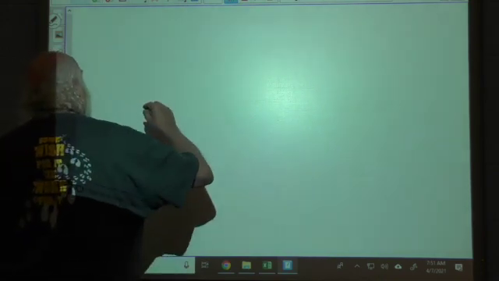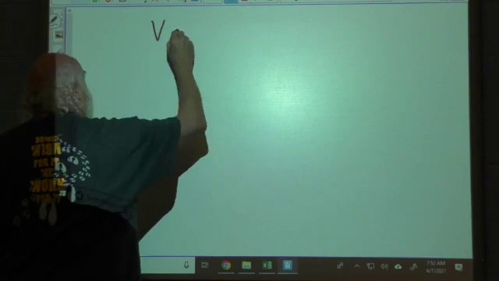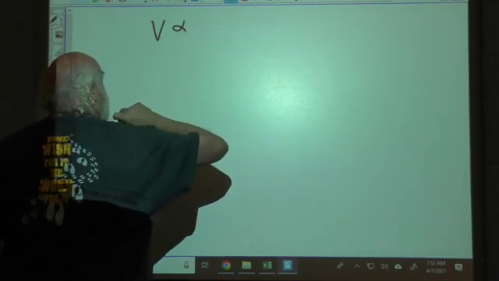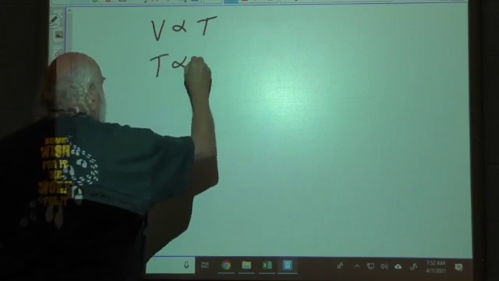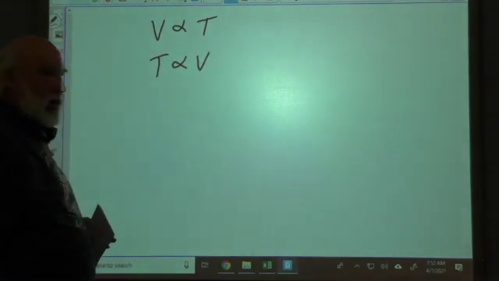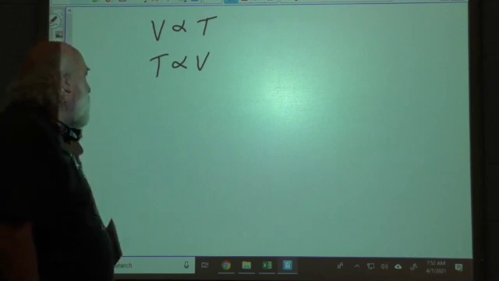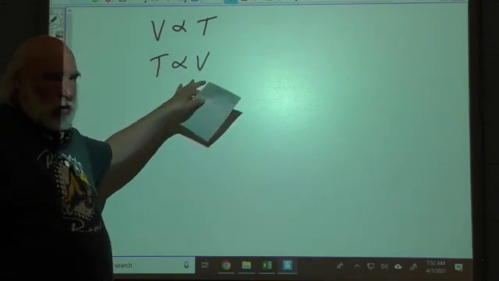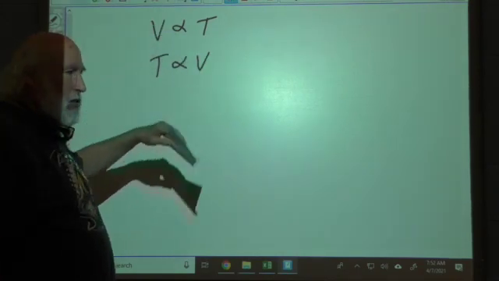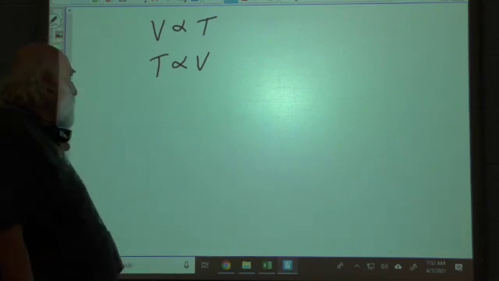So if we show this mathematically, the concept here is volume is directly proportional to temperature. We can write it this way, or temperature is directly proportional to volume. It really doesn't make any difference. Okay? Now, I'm going to use this one because the formula works out that way, but we could have used the other one, and a different formula will work just as well, which I'll show you in just a little bit.